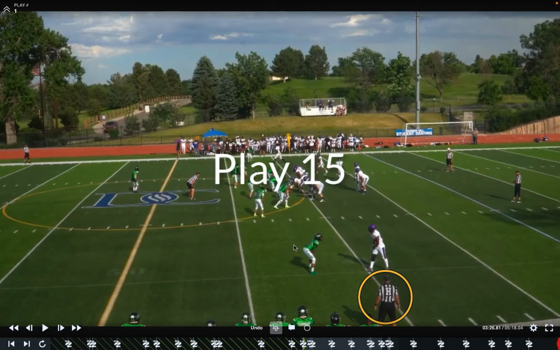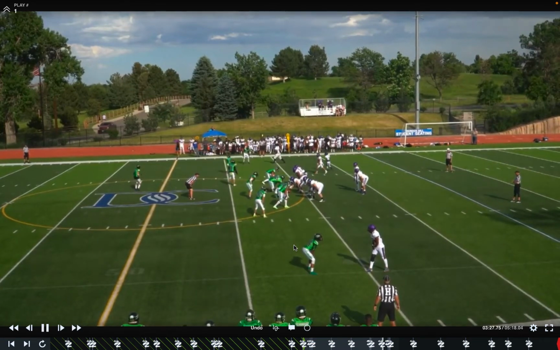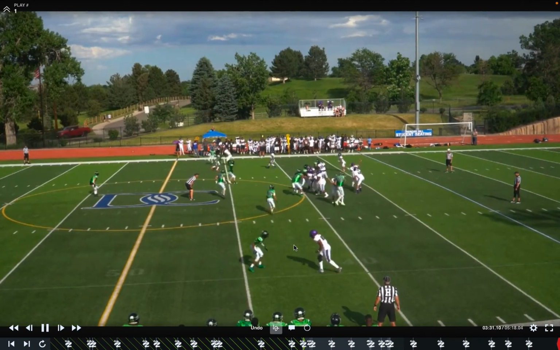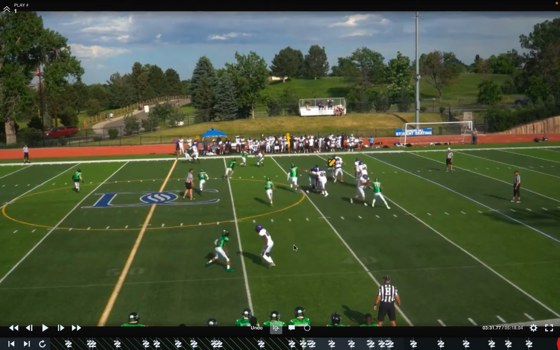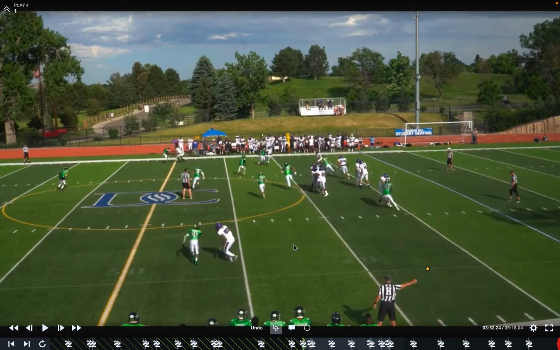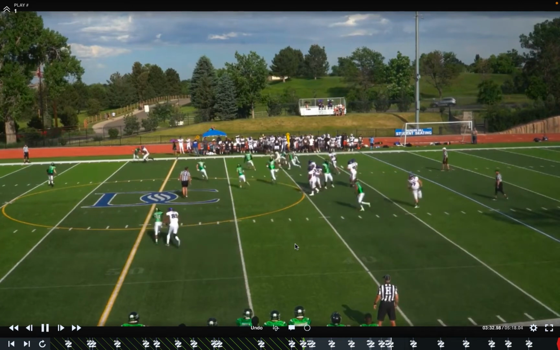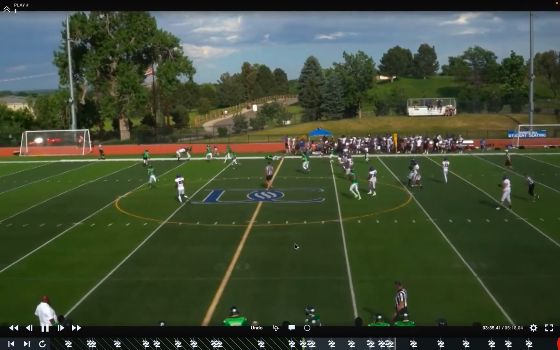Another backward pass here. This is a good job by the head linesman. And see, he waits until the ball is actually touched. So he's got good patience here. Still hasn't punched. Now it's touched. Rules backward. The only thing I would recommend is holding that punch back longer so your opposite line of scrimmage official, and possibly the referee and or center judge, might look your way and see something. But most importantly, for your opposite line of scrimmage official. So hold that punch longer. But excellent patience on ruling forward or backward.